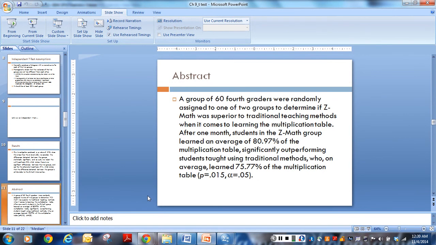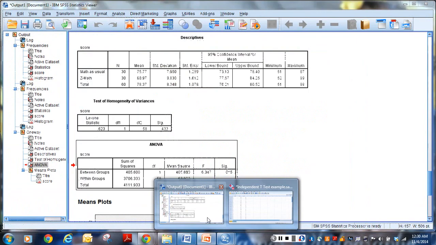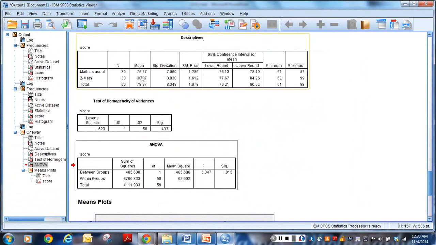And if we had to write an abstract for this, we would first start off with a little context, a little background about sample size and what our study is about. So for our abstract, we can say a group of 60 fourth graders were randomly assigned to one of two groups to determine if ZMath was superior to traditional teaching methods when it comes to learning the multiplication table. After 1 month, students in the ZMath group learned an average of 80.97% of the multiplication table. Now I'm going to stop right there and go back and see, basically this comes from our mean values here. That's what we're plugging in.